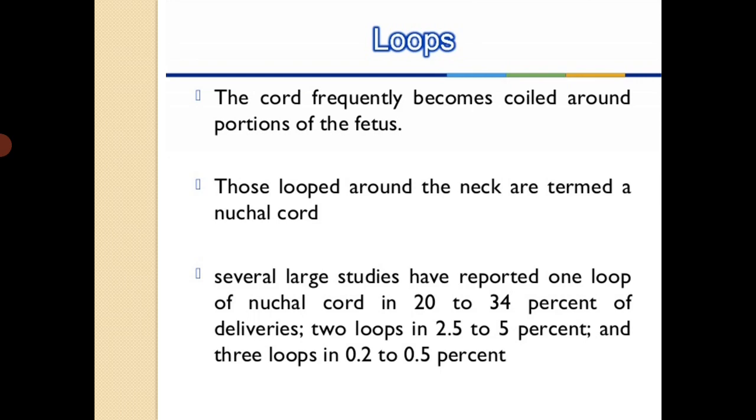Next we will see the loops. The cord frequently becomes coiled around portions of the fetus. These loops around the fetal neck are termed a nuchal cord. Several large studies have reported one loop of nuchal cord in 20 to 34% of deliveries, two loops in 2.5 to 5%, and three loops in 0.2 to 0.5%.